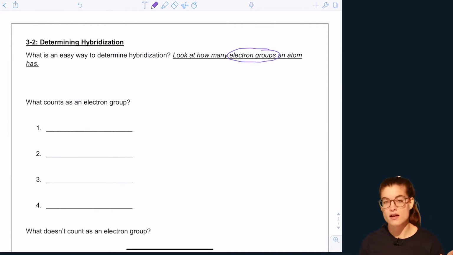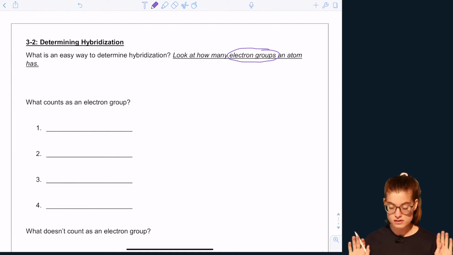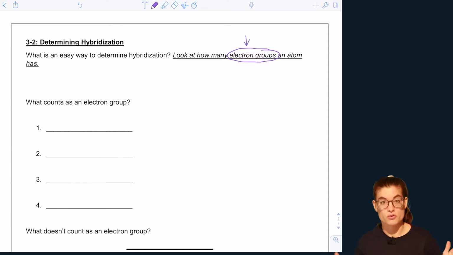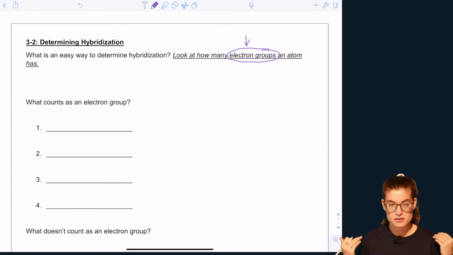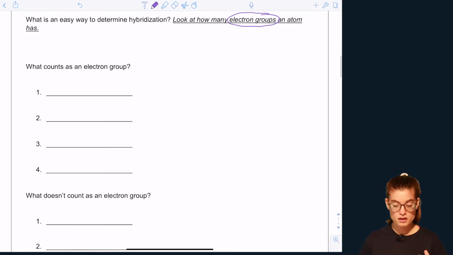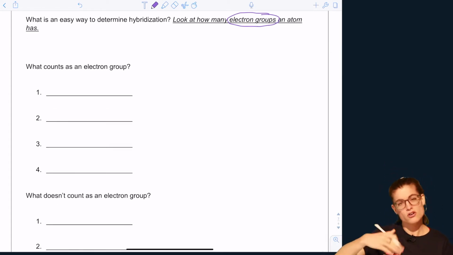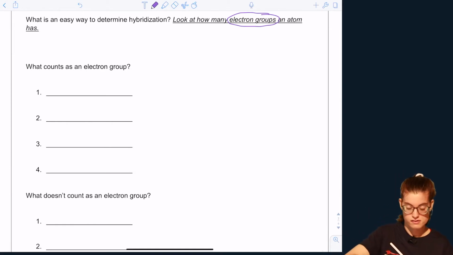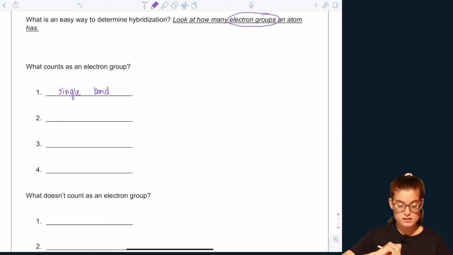Now, let me just say, I don't know if this is taught like this in most classes, but this is how I do it. So, what is an electron group? Well, first of all, I'm making up this word, so I don't even know if it's a real word, but this is how I'm going to describe it. So an electron group can be a single bond, and I'll go more in depth in a second. If this doesn't make sense, don't worry. Just stick with me, it'll make sense. A single bond counts as an electron group.